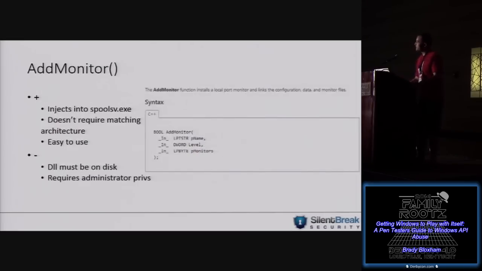So the API that I found is called AddMonitor. And first off, a little bit of background on AddMonitor. We're going to be picking on print spooling a lot today. AddMonitor is a function that installs a local print monitor and links the configuration.